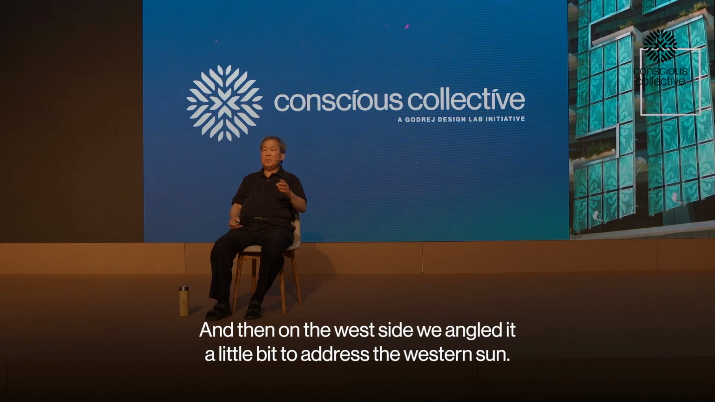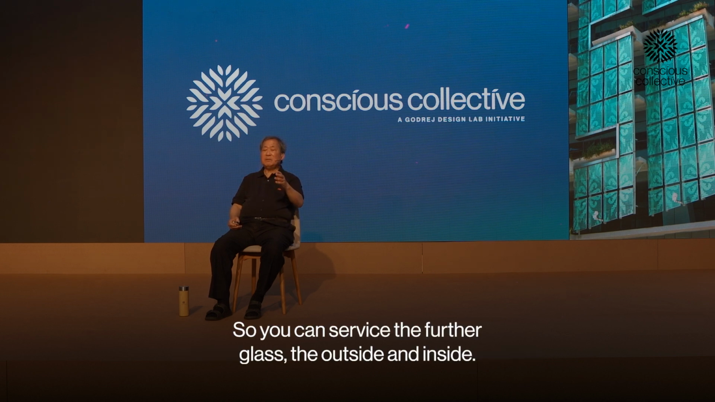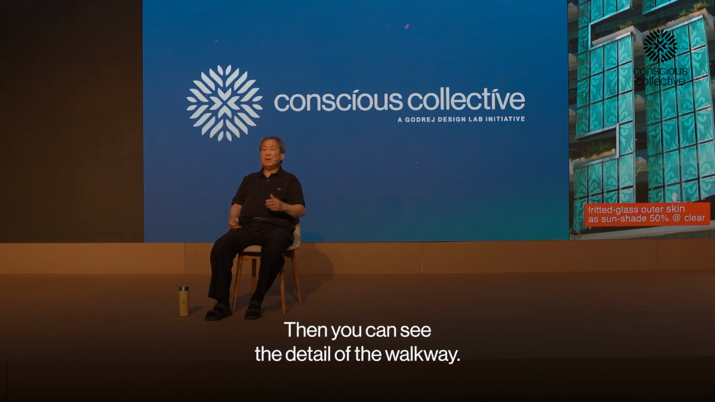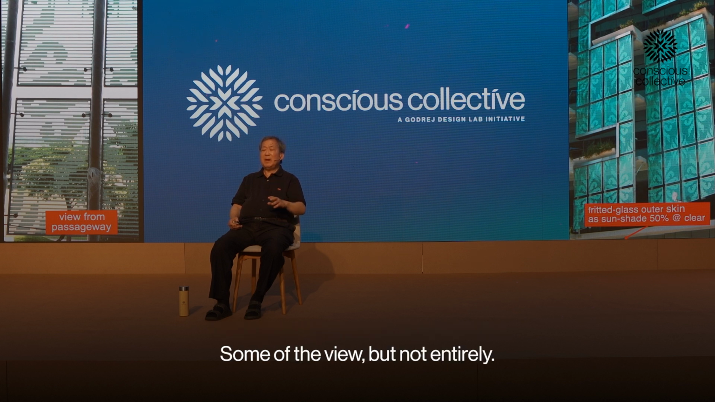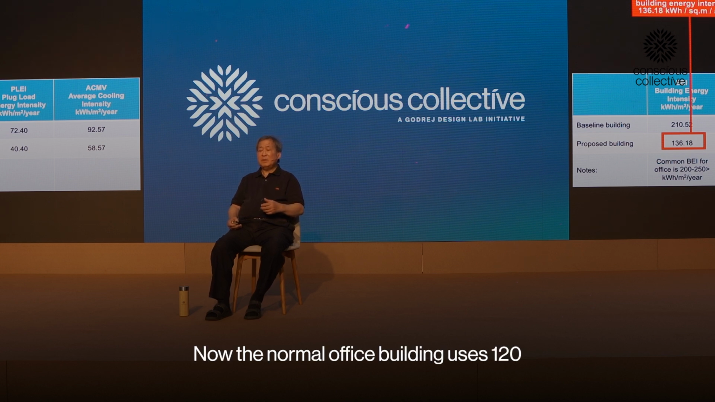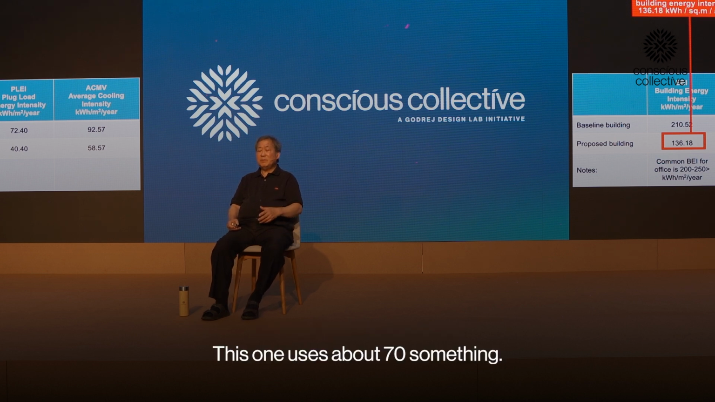On the west side, we angled it a little bit to address the western sun. You can see the walkway in between, so you can service the fritted glass on the outside and the inside. And you can see the detail of the walkway. Looking out, this is what you see. You see the fritted pattern, where it doesn't quite block the view. It blocks some of the view, but not entirely, but you still see the outside. So that is the concept for the experimental sun shading. Now, the normal office building uses 120-something kilowatt hours per square meter per annum. This one uses about 70-something.